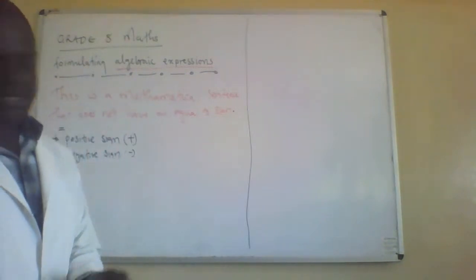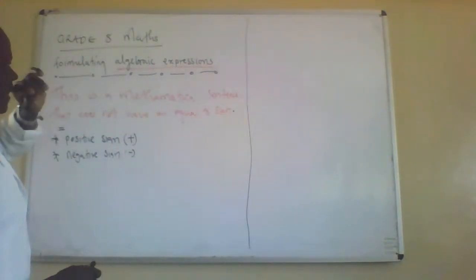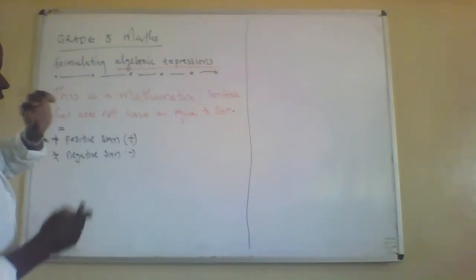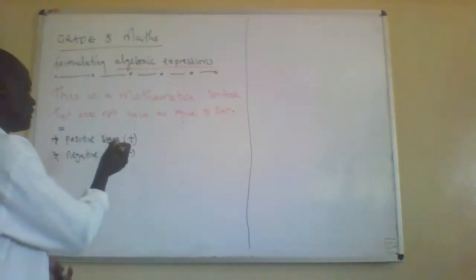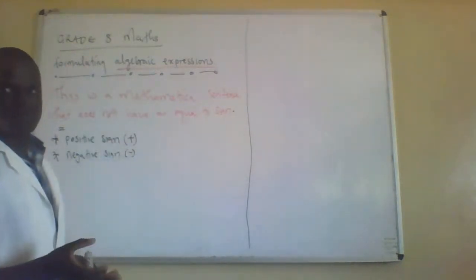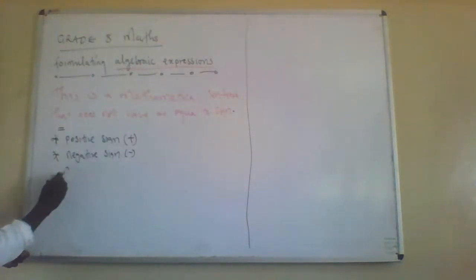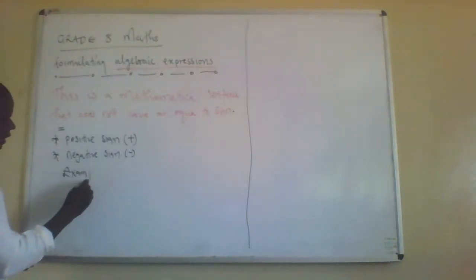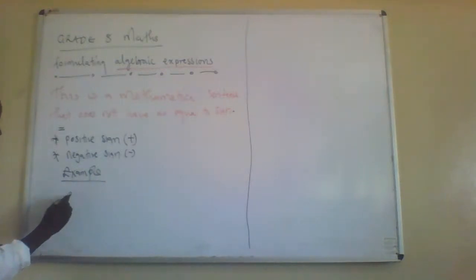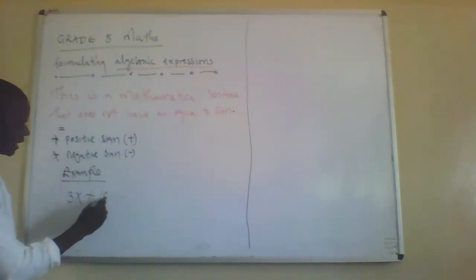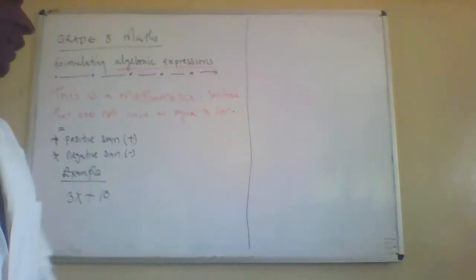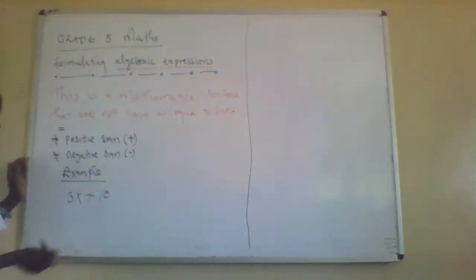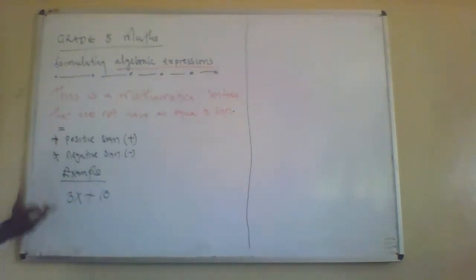Having looked at the definition of an algebraic expression, I'll give you an example of an expression, then you understand every aspect that is found therein. So the example of an algebraic expression can be 3x plus 10. That is an example of an algebraic expression, 3x plus 10. Now, let's understand every entity that is found in here so that it becomes easier for us to be dealing with things that we know.